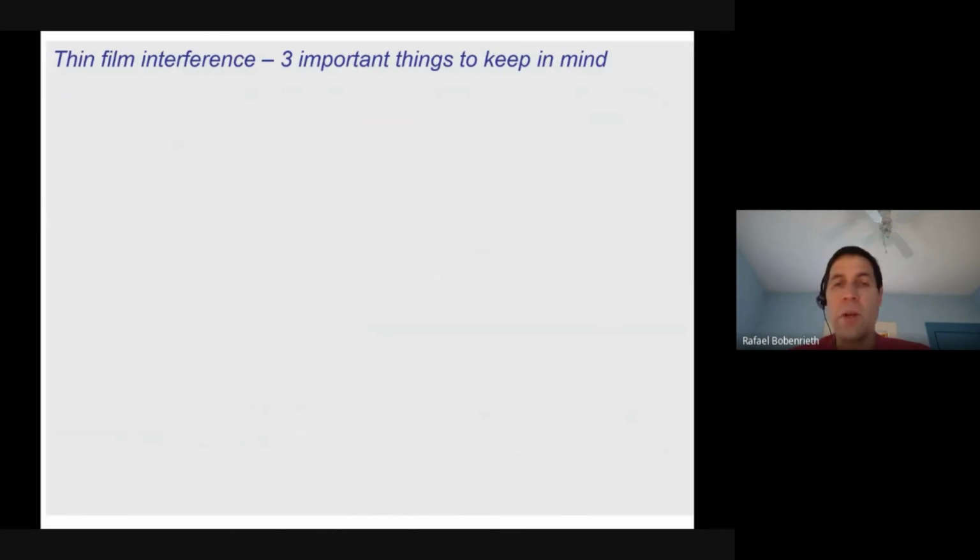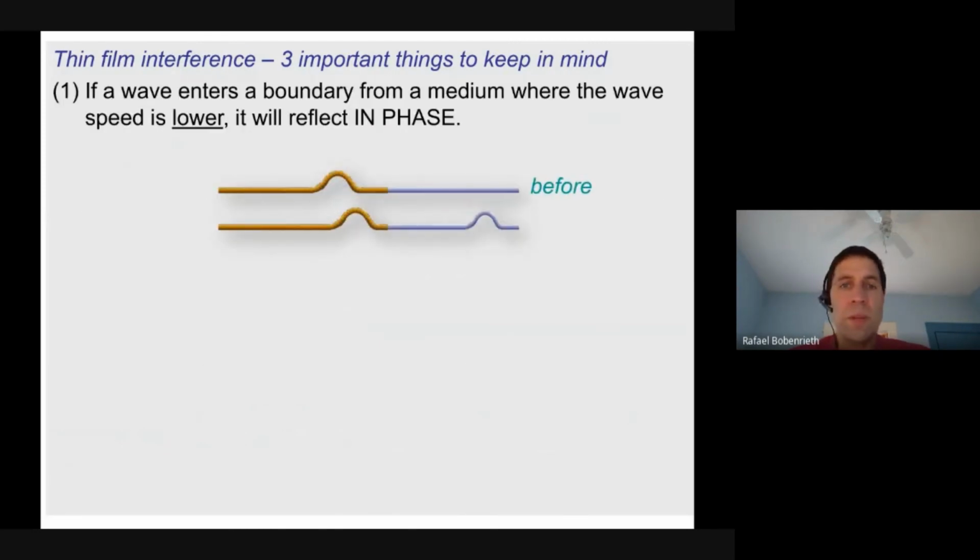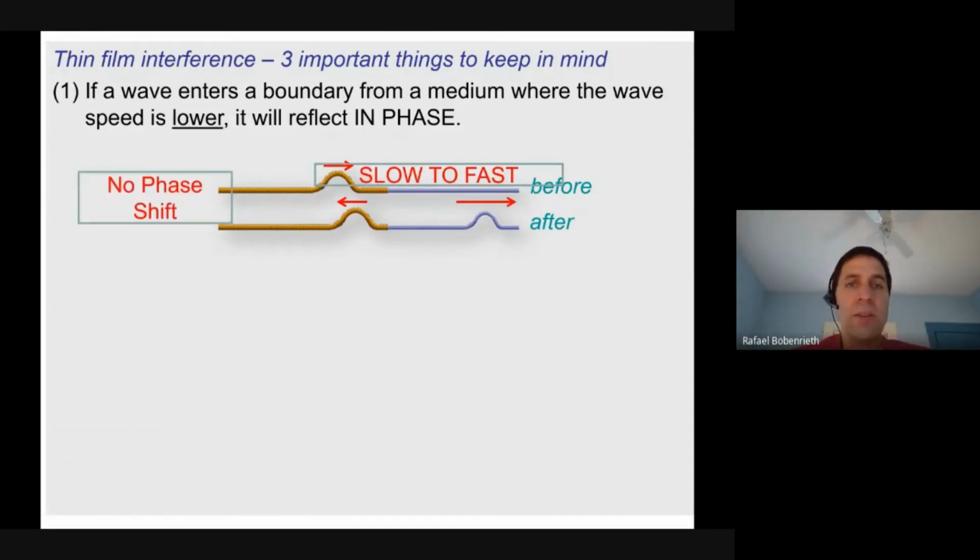All right, so I'm summarizing here what I just talked through. If a wave enters a boundary from a medium where the wave speed is lower, it will reflect in phase. Crest comes in, crest goes out, from heavy to lighter, which means slow to fast. I apologize, slow to fast is the key idea here. If I go slow to fast, there's no phase shift on the reflected wave.